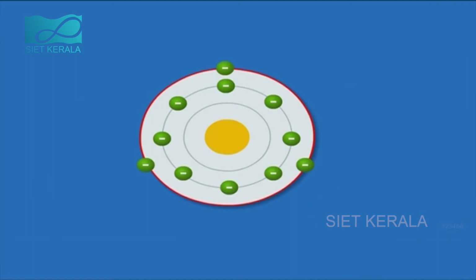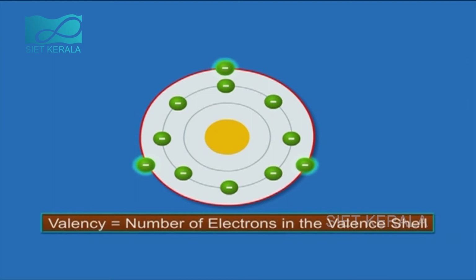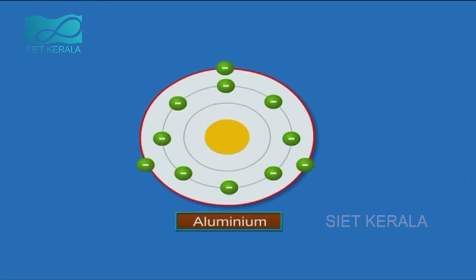If an atom contains less than 4 electrons in its outermost shell, the valency of the atom is equal to the number of electrons present in the valence shell. For example, aluminum has 3 electrons in its outermost shell. So the valency of aluminum is 3.